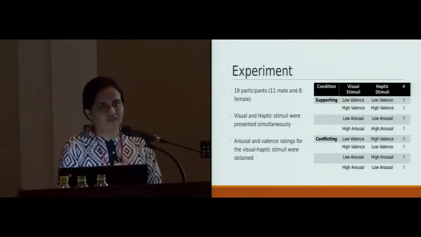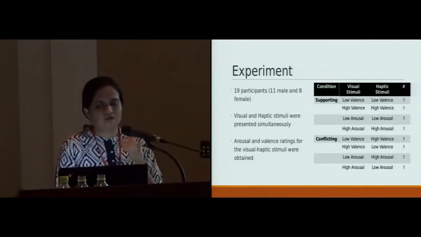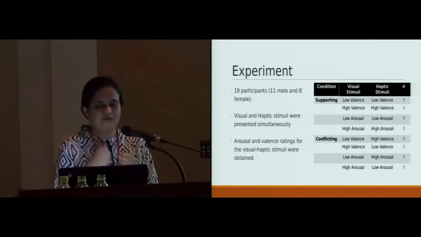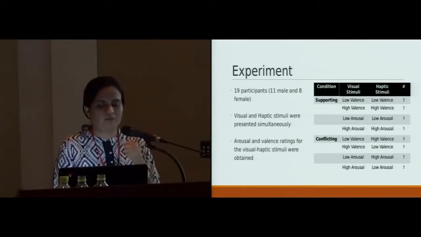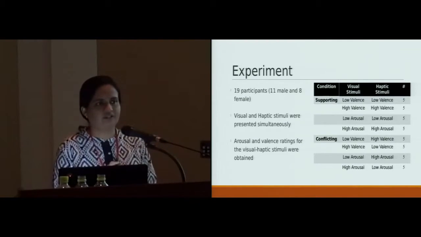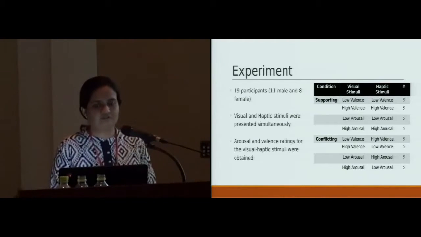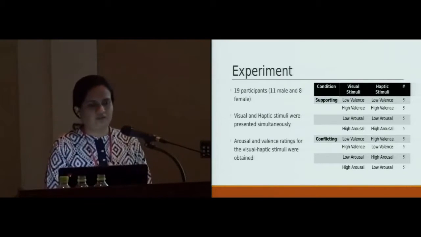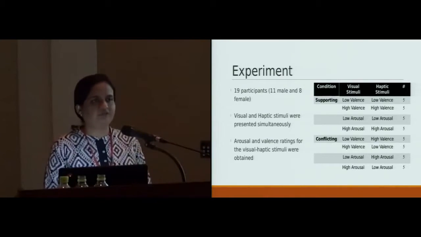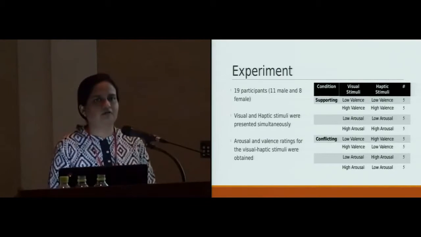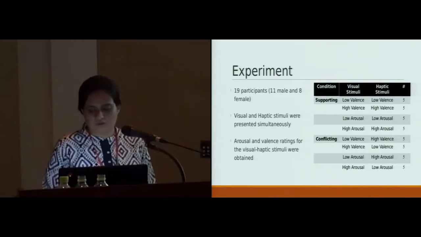In the conflicting condition, the emotional cues in visual and haptic stimuli, as the name suggests, are conflicting. So if there is a low valence visual stimuli, the corresponding haptic stimuli is high valence. So we pair the visual and haptic stimuli under all these 8 conditions. There were about 40 stimuli in all, and each participant rated the visual haptic stimuli on a 9-point scale.